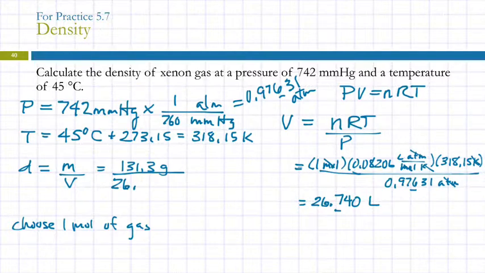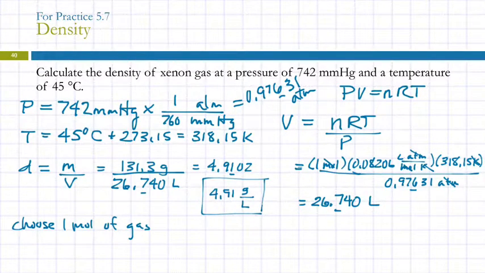Of course, I have to write it down correctly. So 131.3 divided by 26.740 is 4.91, I should have 3 sig figs here. So 4.91 grams per liter is the density of this gas under these conditions. Any questions? If you use the equation on the previous slide, you should come up with the same answer.